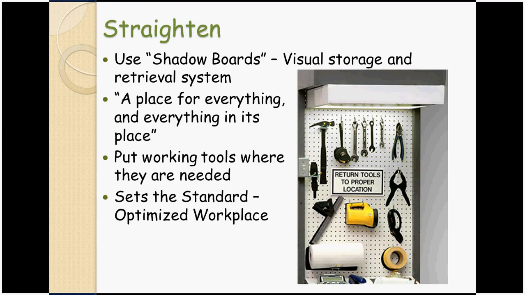Once we've sorted all our items, then we straighten them in the second 5S step. The straighten process is where we provide a place for everything and make sure that it's in its place. We want to put the working tools where they are needed within a hand's reach of the work. And we set a standard for an optimized workplace this way, and it makes it easier for other workers to help when this volume goes up.